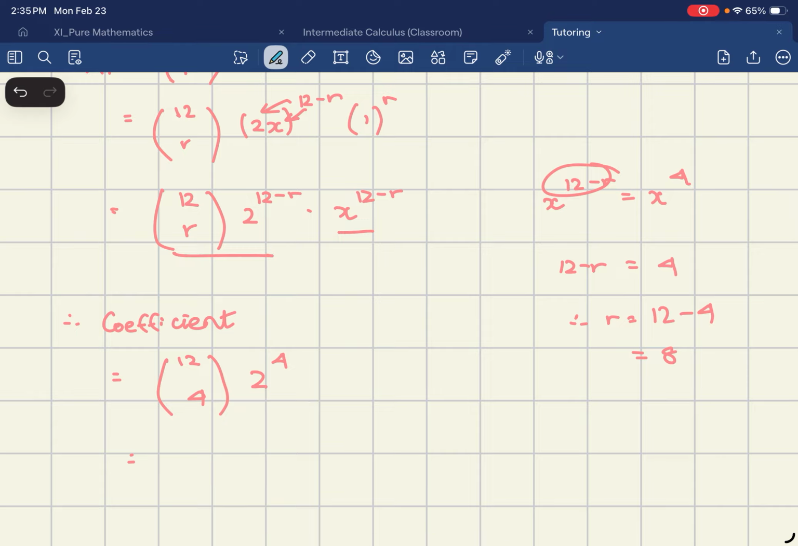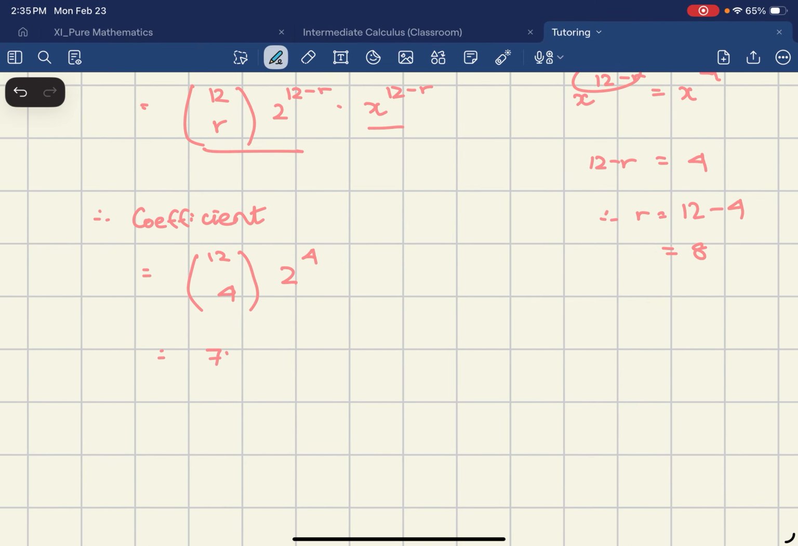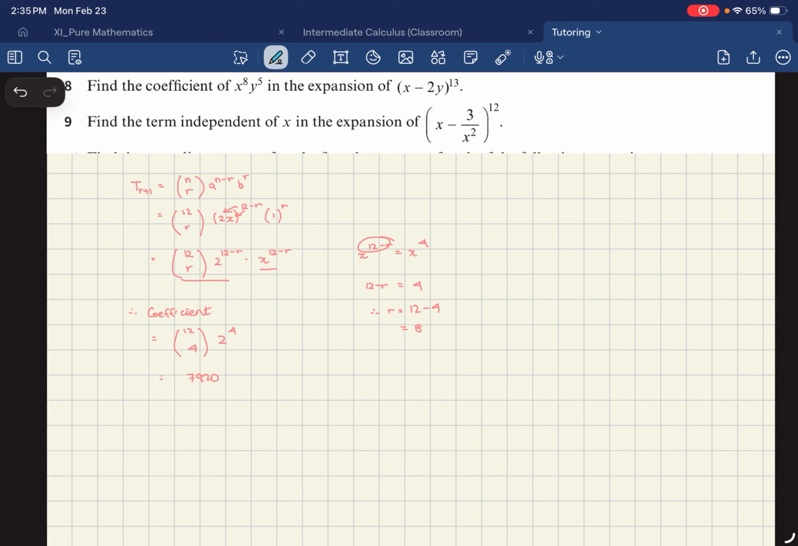So you can press 12, shift 1, and 4, and times 2 to the power 4. That gives you 7920. And yep, that's the answer for question 6.